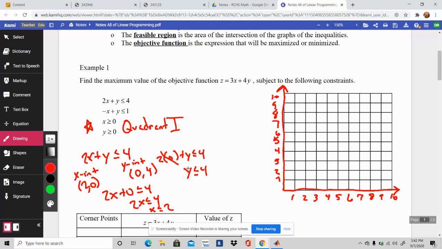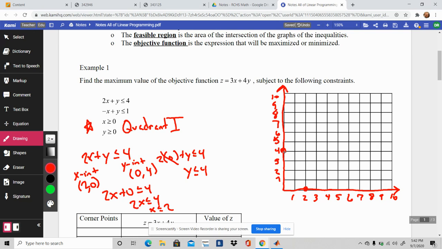Plotting this one up here, 2x plus y is less than or equal to 4, I'd plot on the y-axis a point at 4, and on the x-axis a point at 2, and then I'd connect these with a straight line. Since my inequality says or equal to, I know this boundary line is included, so it's going to be a solid line.